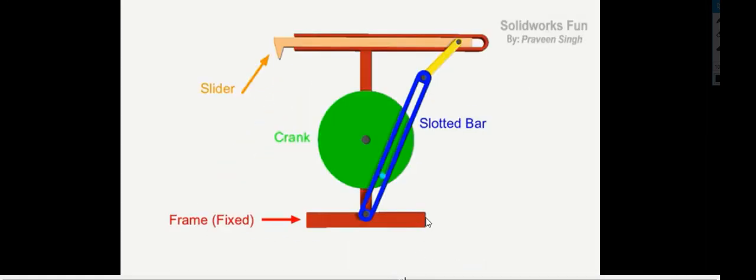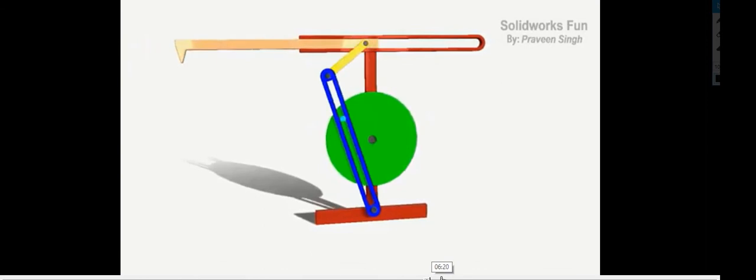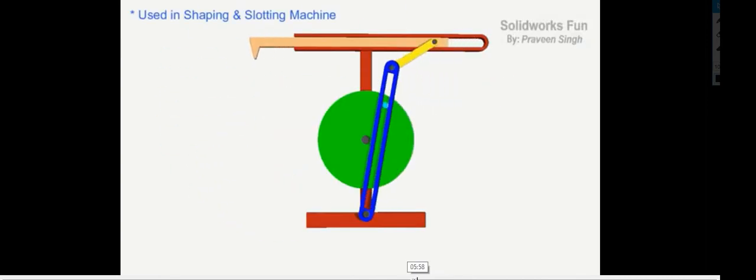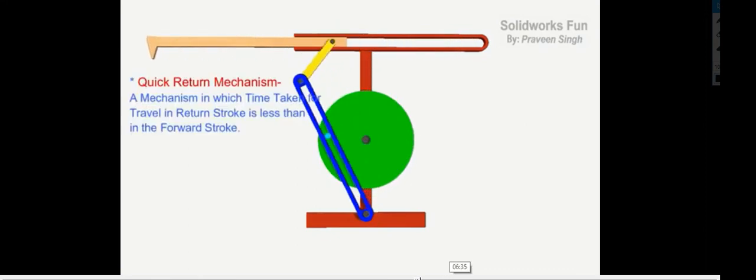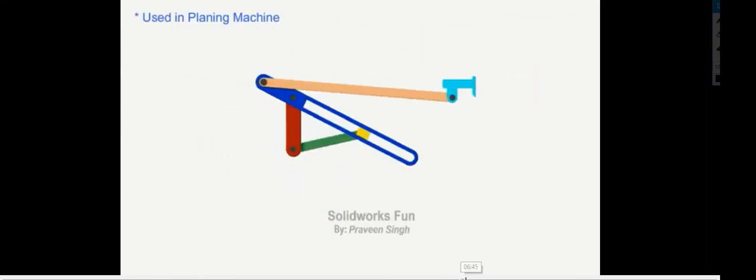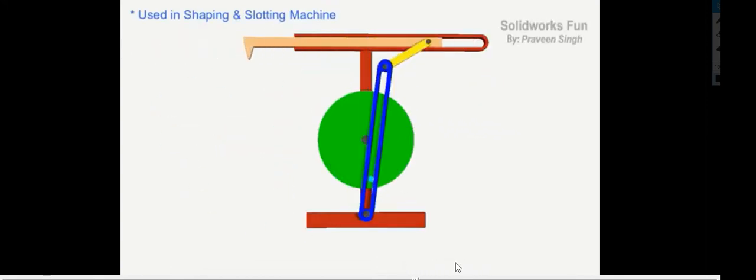We'll just compare it with the crank and slotted lever mechanism working. This is crank and slotted lever, and this is quick return. You see the difference? Crank and slotted lever is used in a slotting machine. The Whitworth quick return mechanism is used in a planing machine. Both are quick return mechanisms. This is known as the crank and slotted lever mechanism, and this is known as the Whitworth quick return mechanism. I hope the animation clearly shows how the machine works, and we will see how a planing machine works using this mechanism.